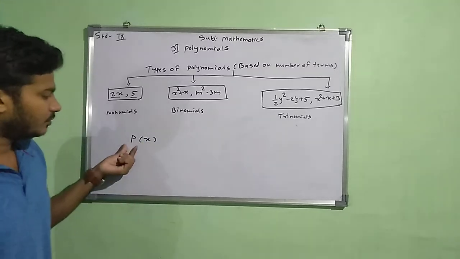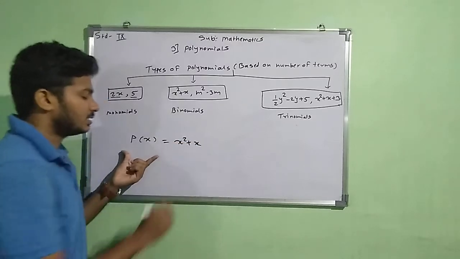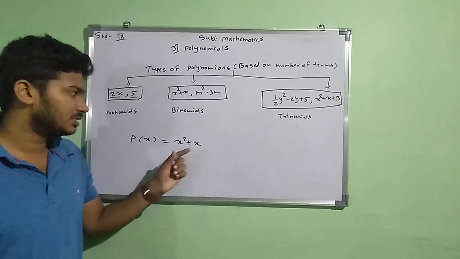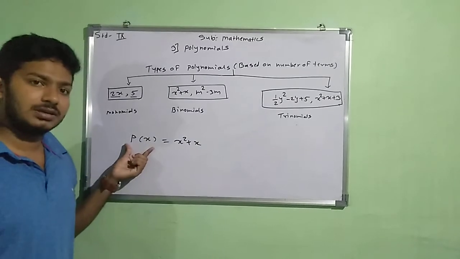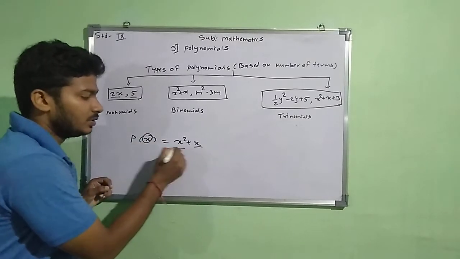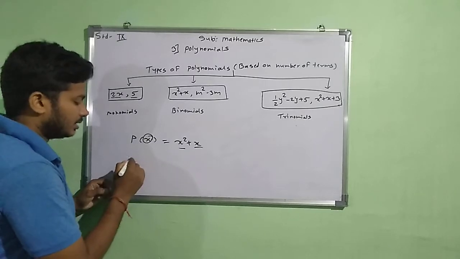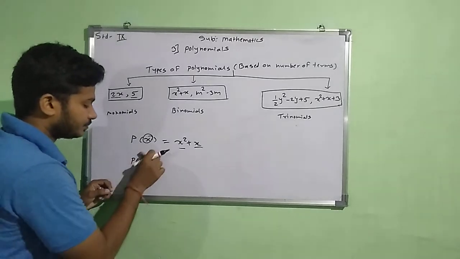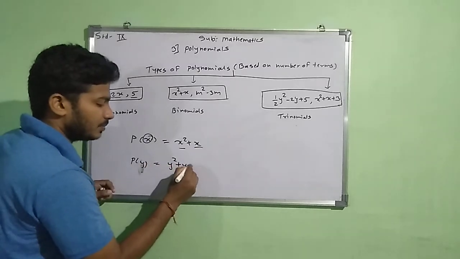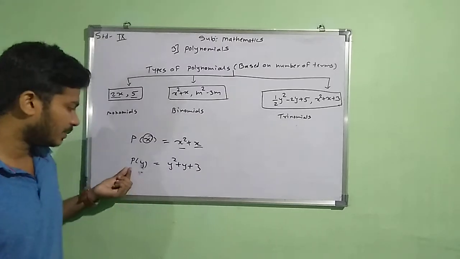Now why are we using p of x? If our polynomial is x square plus x, which is a binomial, then we will denote that polynomial by p of x, and the variable inside will be whatever variable we use in that example. That depends on that. So we can take another example, p of y. Suppose we are using the variable y, y square plus y plus 3. At that time, if we are using the variable y, then it is denoted by p of y.